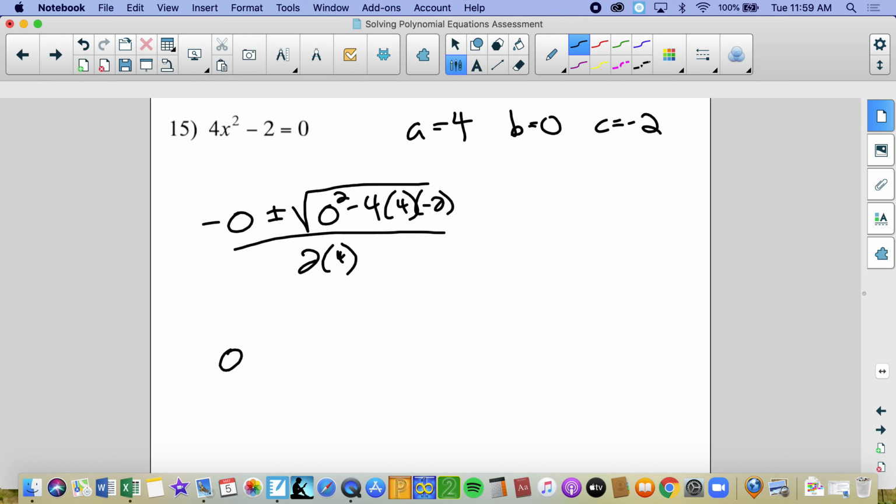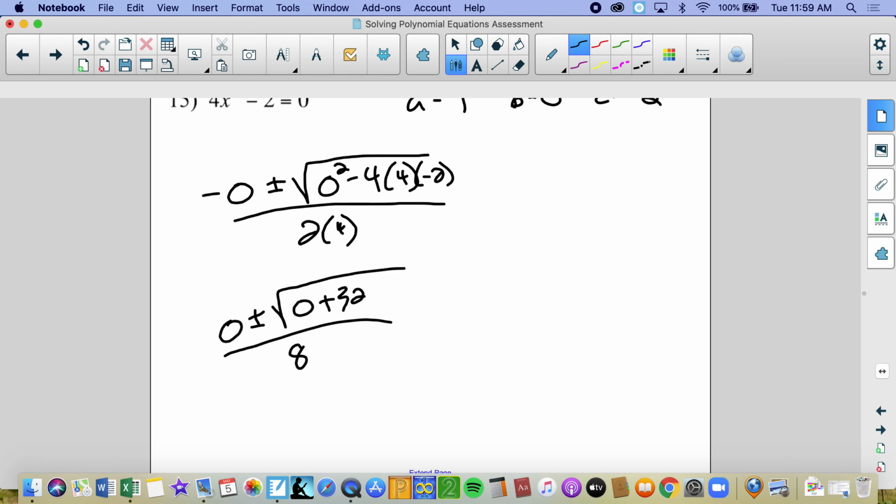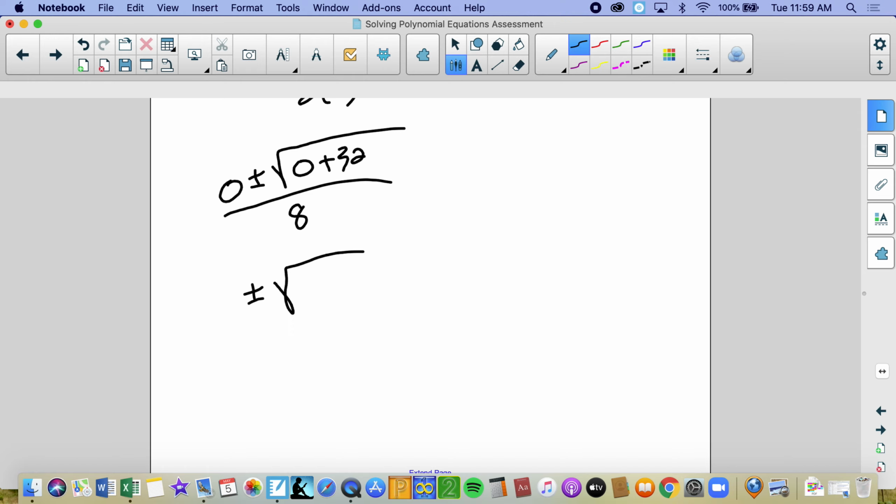So that's negative 0, which is 0. 0 plus or minus the square root of 0 squared, which is 0. Now, negative 16 times negative 2 is positive 32, Mr. Mac. 4 times 2 is 8. We'll keep the plus or minus, but we don't need the 0 outside there. Square root of 32 over 8. We cannot combine them, one's inside the house, one's outside the house. But we can simplify this radical.